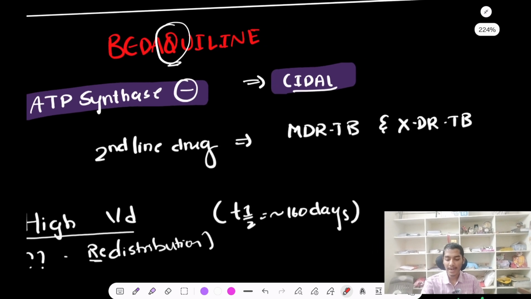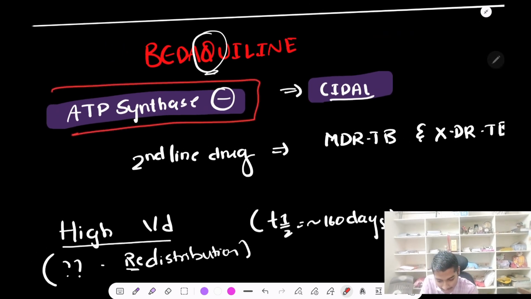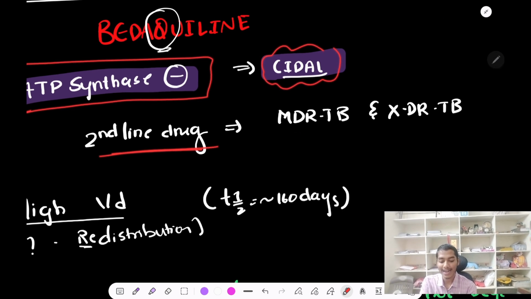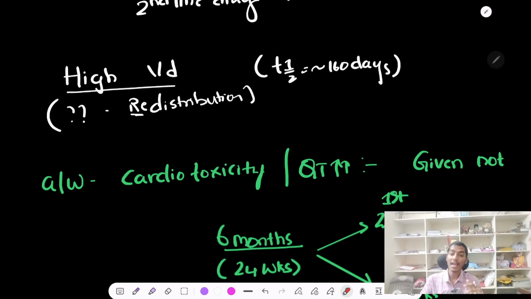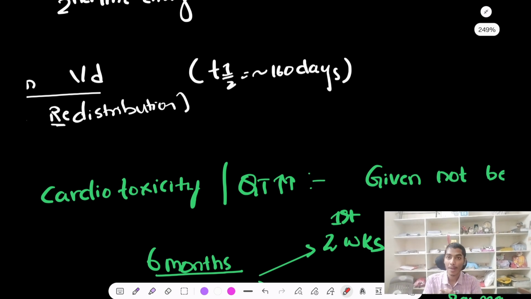We have bedaquiline. The mechanism of action of bedaquiline is that it inhibits ATP synthase, and it has a cidal property. It is a second line anti-tubercular drug, useful in multi-drug resistant as well as extremely drug resistant TB. High volume of distribution. Why? Because it has the redistribution property. T-half is approximately 160 days. What is the meaning of it? If you stop the bedaquiline now, it is present in your plasma till 160 days. So that's the meaning of it.